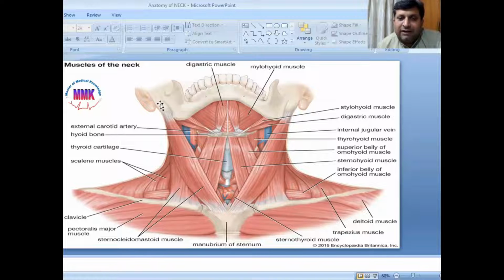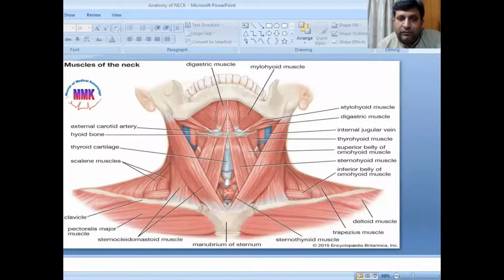Below is the clavicle, and as you can notice here, clavicle is attached with the sternocleidomastoid muscle, which is attached at one end at the mastoid process, and at the other end there are 2 bellies of the sternocleidomastoid muscles which are attached to the sternum and the medial side of the clavicle. Then beneath the clavicle, there is the pectoralis major muscle, and on the lateral side and the back, there is the trapezius muscle.